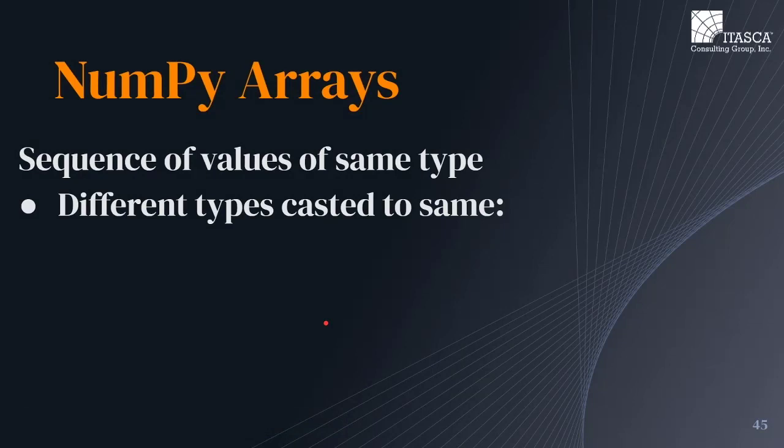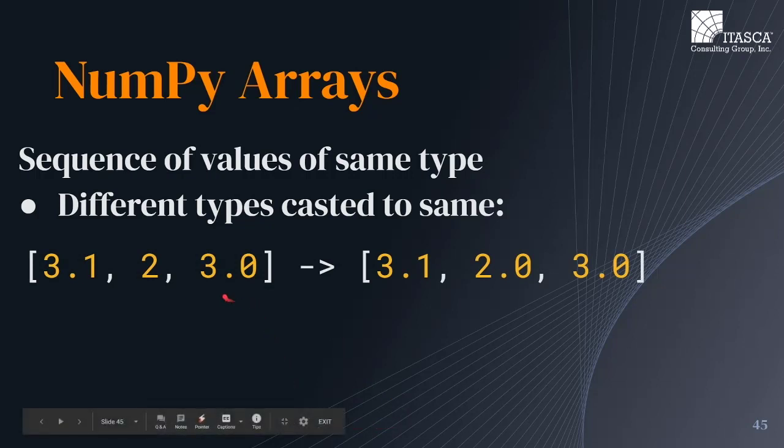So simply though, NumPy arrays can be thought of as very similar to the lists that we previously covered. They're a sequence of values of the same type, though. That's the chief difference: whereas lists contain elements of various different types, NumPy arrays have to have the same type. And in fact, if you pass in different types as an argument when creating a NumPy array, they'll be cast to the same type. So if you pass in integers and floats, they'll all be cast to floats.